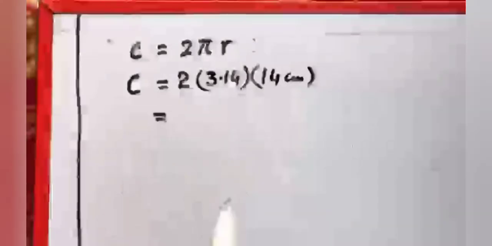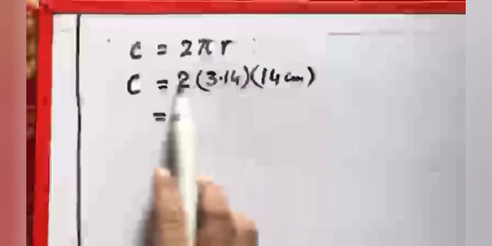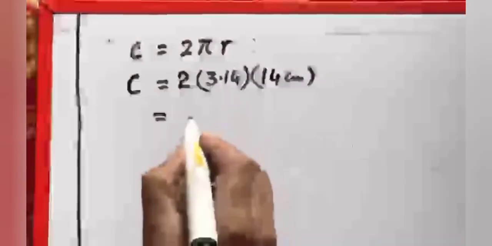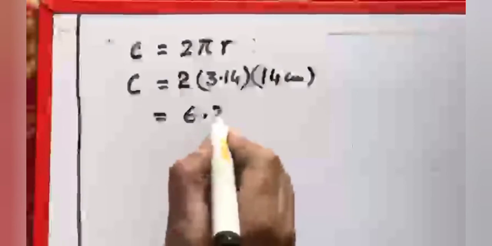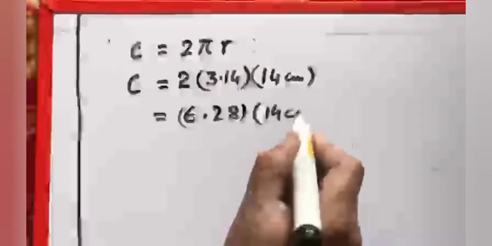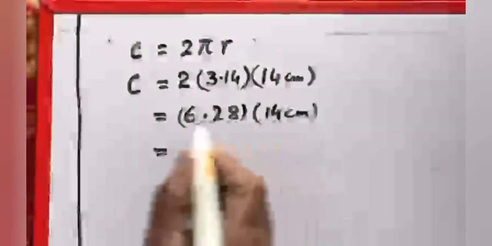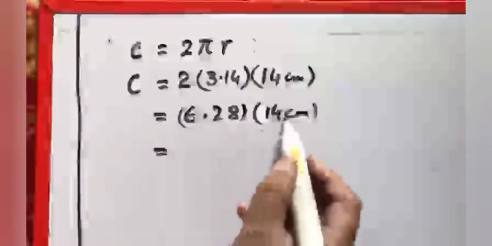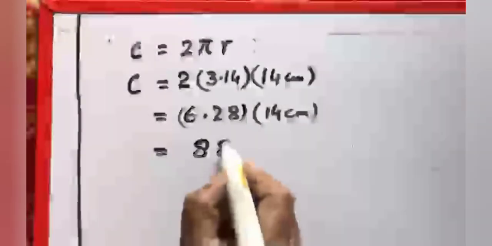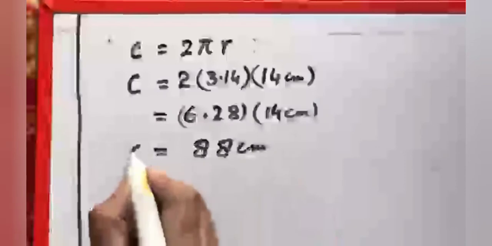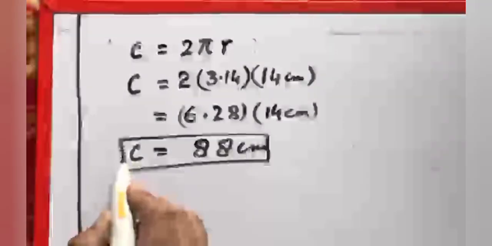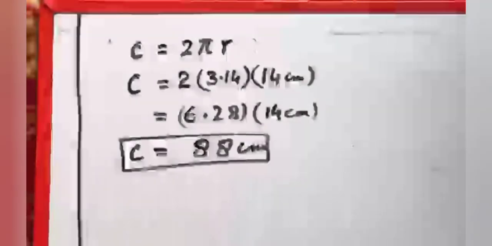As you see, all the three values are multiplying each other. So by multiplying 2 into 3.14, we will have 6.28. Then we will multiply it by 14 centimeter. If we multiply 6.28 by 14 centimeter, we will have 88 centimeter. So in this way we have found the value of circumference of a circle.